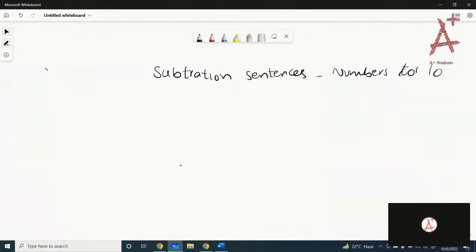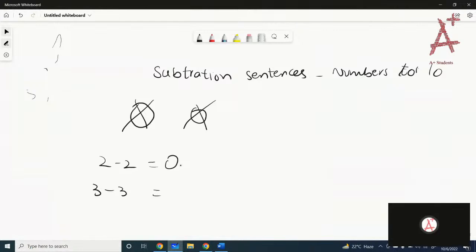Numbers to 10. Okay, let's start with the example. You are given the figures, and you are given four options. You need to see which of them is correct. 2 subtract 2 is 0, 3 subtract 3 is 0, 3 subtract 1 is 2, and 1 subtract 1 is 0. So which of them is the correct one?